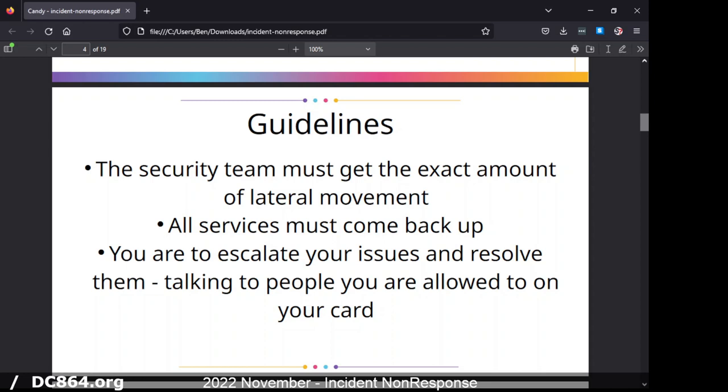Also, production is probably down. There is probably someone who will tell you why it's down, how to fix it. You may or may not should listen to them. And again, you have to go through your contacts in the organization.